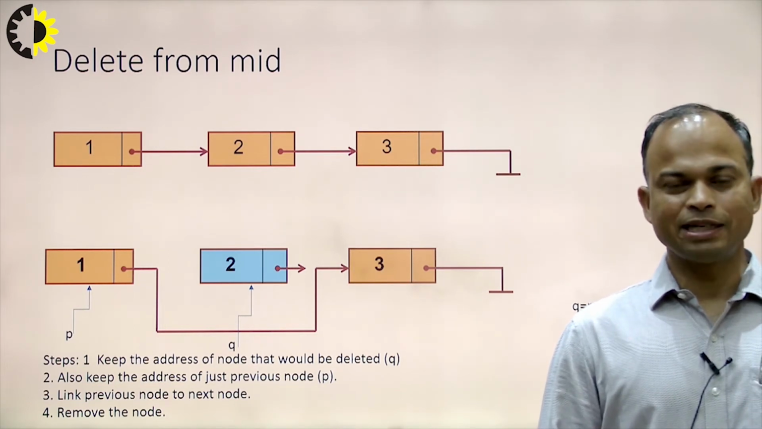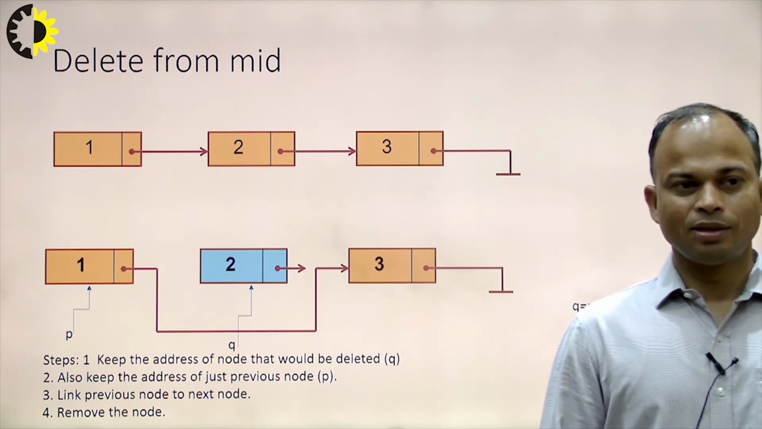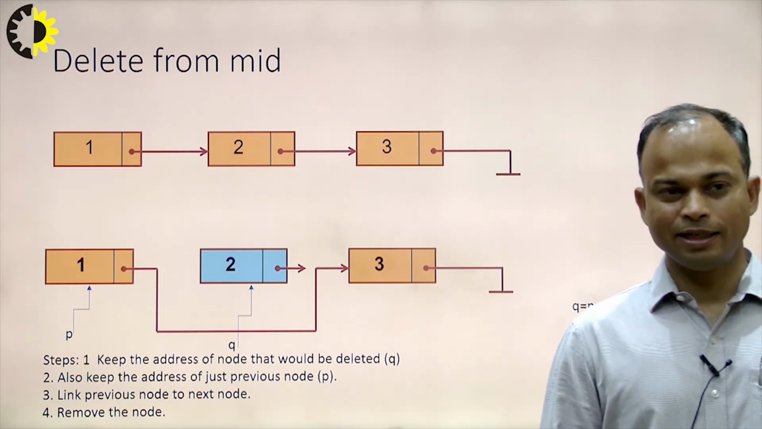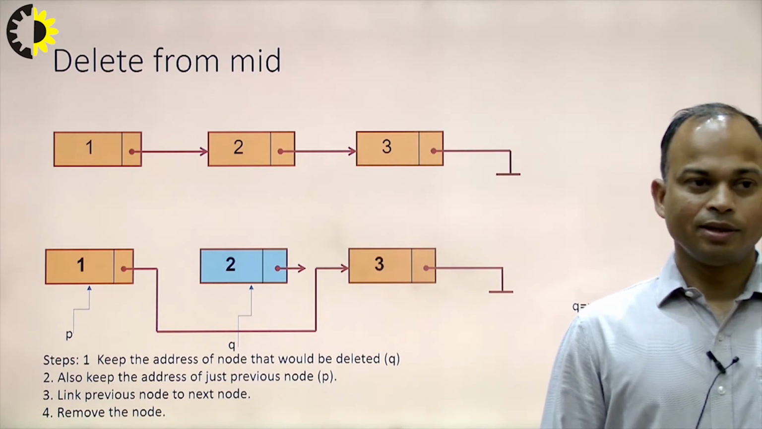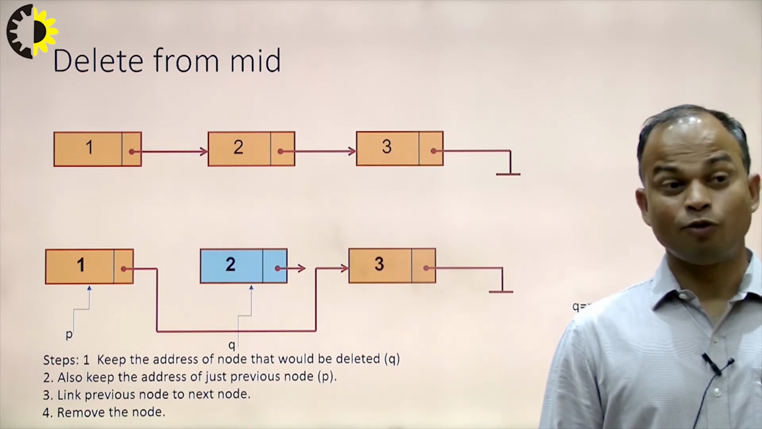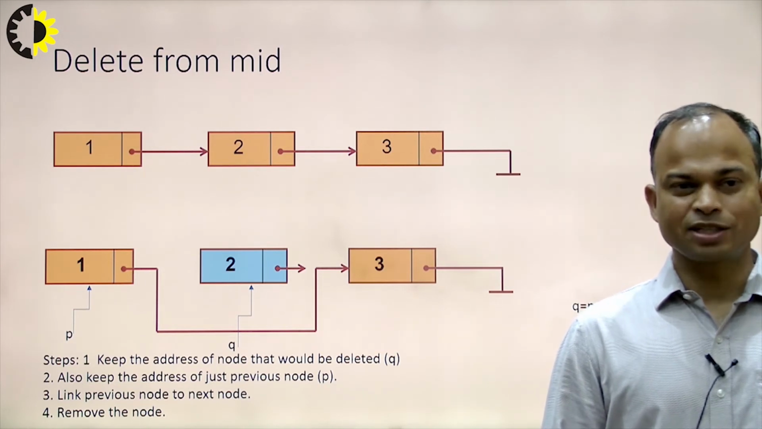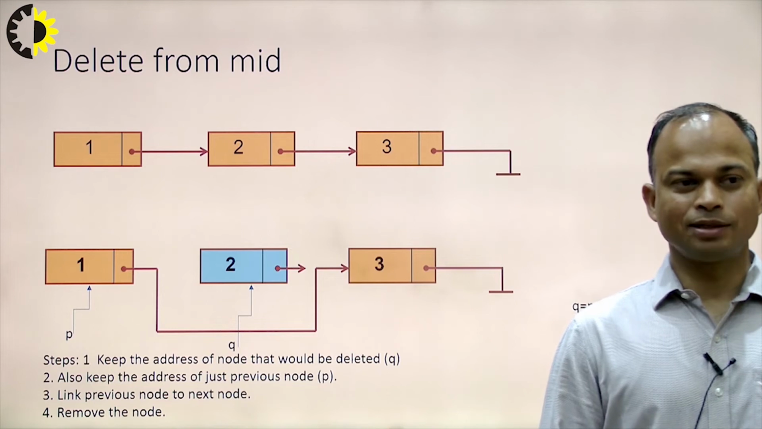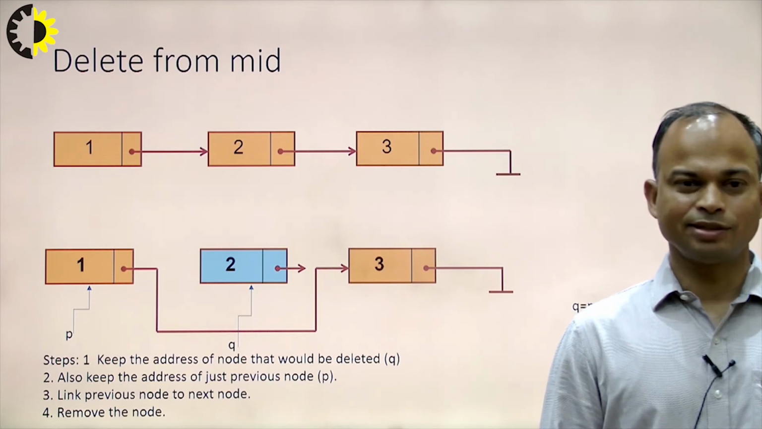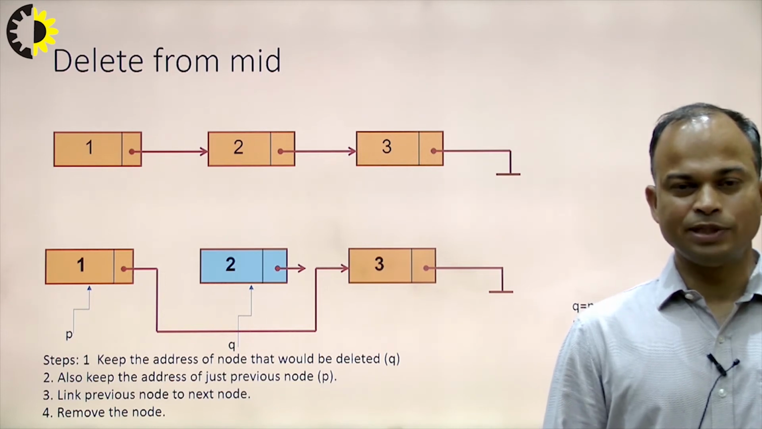Previous node of the second one is the first node. Therefore, p contains the address of the first node. And now the linking part starts. We need proper linking now: the next part of the first node should point to the third node, and after pointing this, we can delete the second node using the free function. So this is the very simple code for deletion, delete from mid.